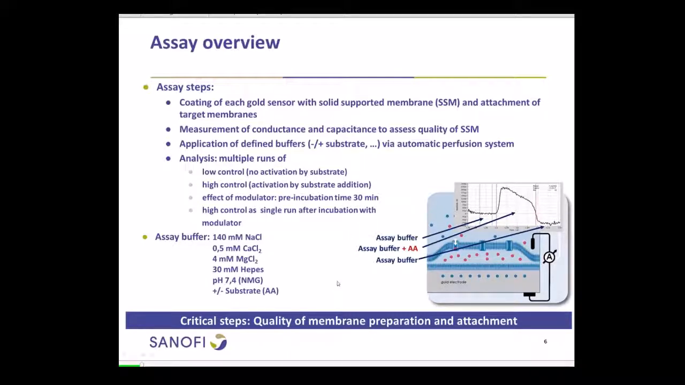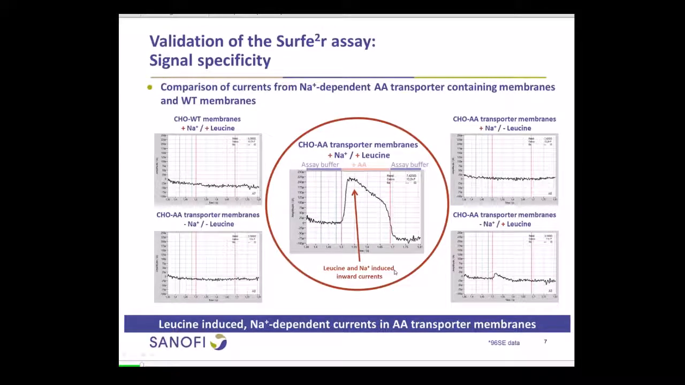The assay buffer you can see on the bottom left, of course with a lot of sodium inside and with the substrate plus minus, and on the right you will see one exemplified current where you really see we get nice currents after assay buffer and amino acid application. That this current is really driven by the transporter.